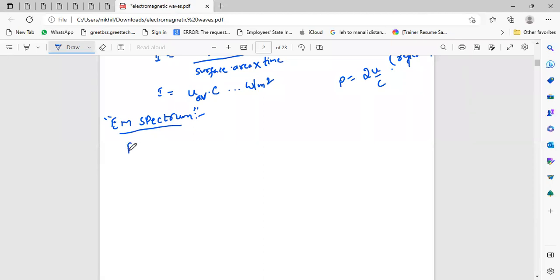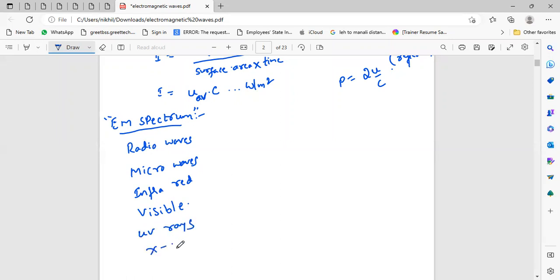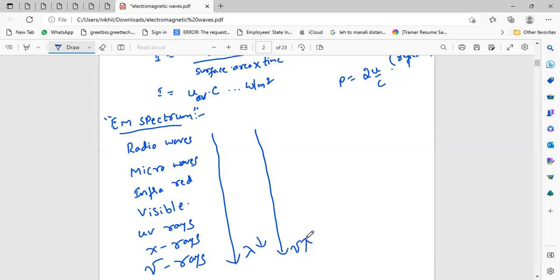So the very highest wavelength is radio waves. Radio waves have higher wavelength than microwaves. Please remember this order: radio waves, microwaves, then infrared, then visible, then UV rays, then X-rays, then please remember the gamma rays. So this is the decreasing order of wavelength, or you can say the increasing order of frequency.